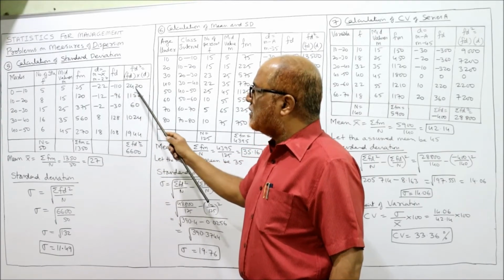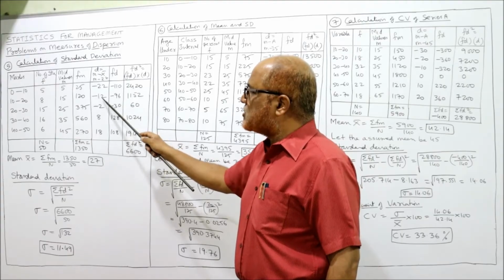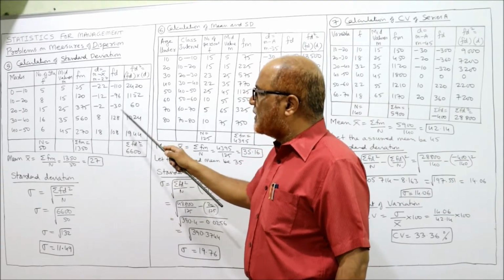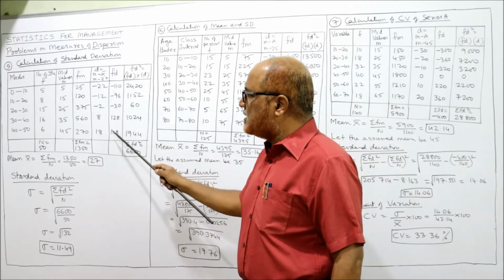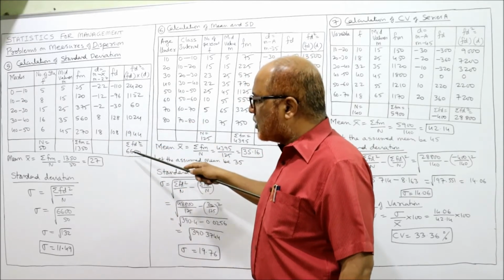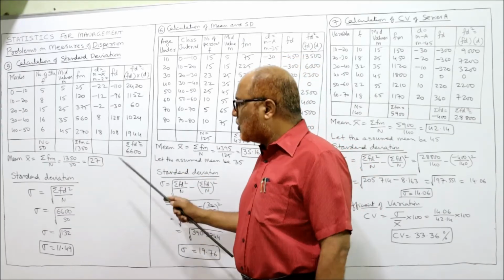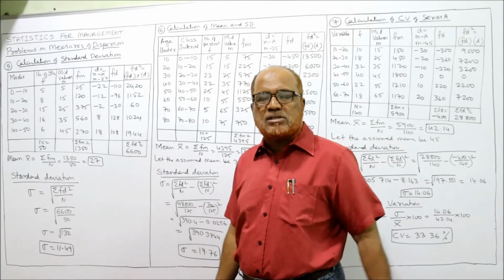22 into 110. Minus into minus will become plus. 12 into 96. Minus into minus, plus. 2 into 30, 60. 8 into 128. 18 into 108. Take the total of FD square. The total of summation FD square is 6,600.